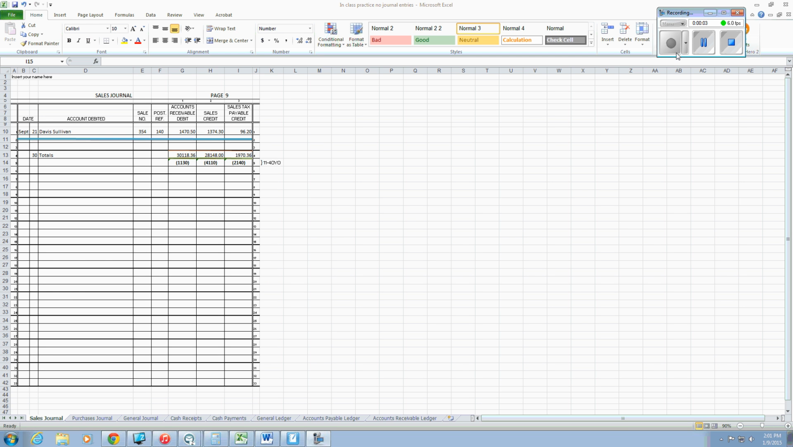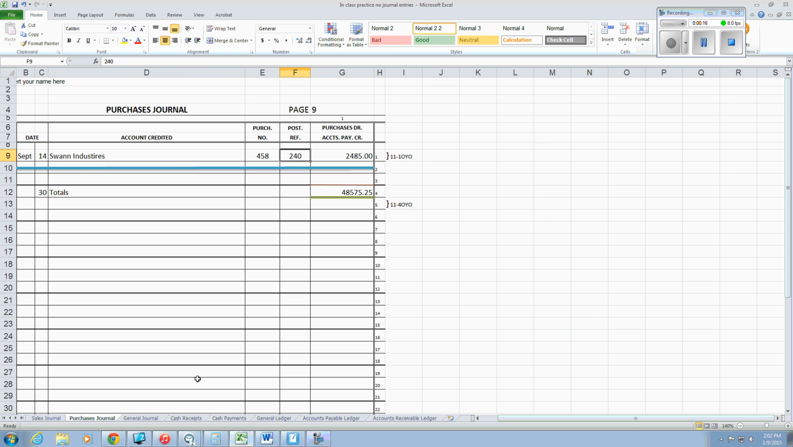Okay, so we just talked about how to post the totals from the sales journal to the ledger accounts. If you remember what we said earlier, there's an order in which we do that. We post the sales journal first. The second journal then is the purchases journal. This is basically the same thing, just a little bit more complicated in the fact that all we have is one column.